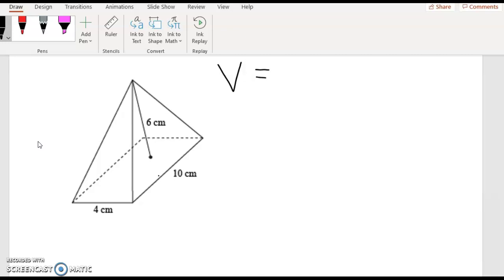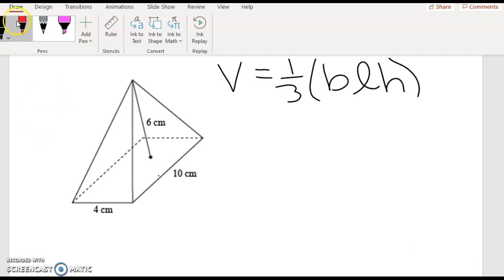So let's go ahead and write down our formula for our pyramid. It's the volume equals 1/3 times the base times length times height of our pyramid. And I do want us to remember that our height is this right here in the middle. It goes from the tippy top all the way down to the center of our base. So we know that's going to be the height. That's how tall we are.